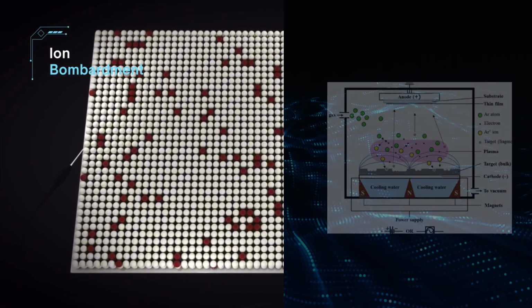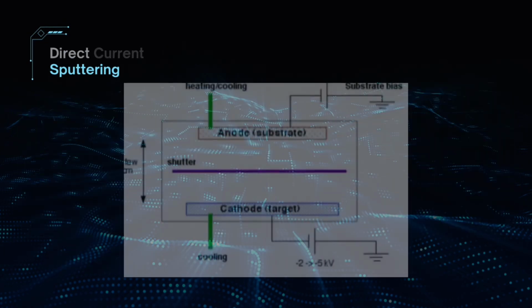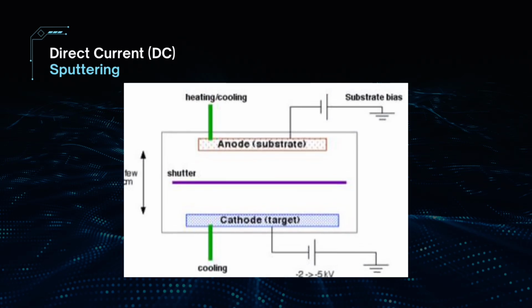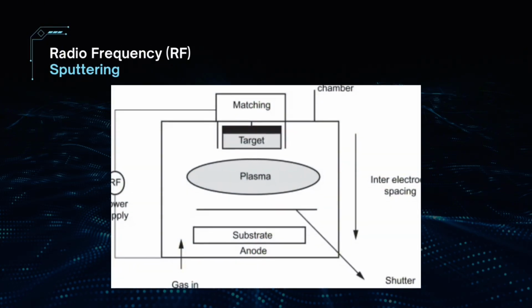There are three main types of sputtering techniques used in thin film deposition: direct current sputtering, radio frequency sputtering, and magnetron sputtering. DC sputtering uses a constant direct current voltage applied to the target. It is simple and inexpensive but can only be used for conductive materials. RF sputtering uses an alternating voltage, typically at 13.56 MHz. This alternating field prevents charge accumulation on insulating targets, allowing both conductive and insulating materials to be sputtered effectively.